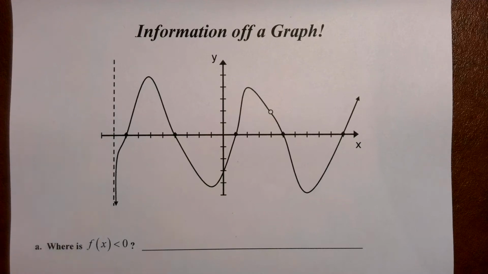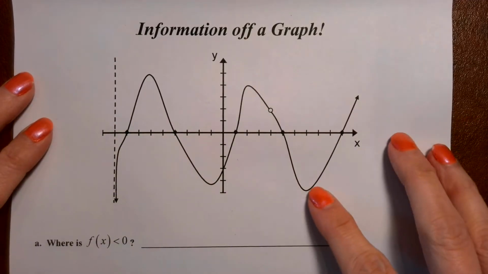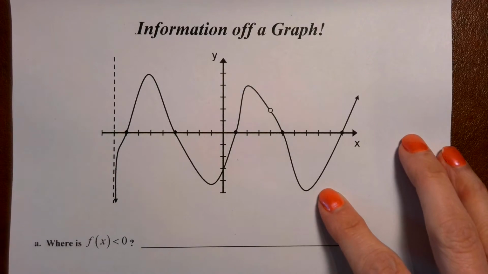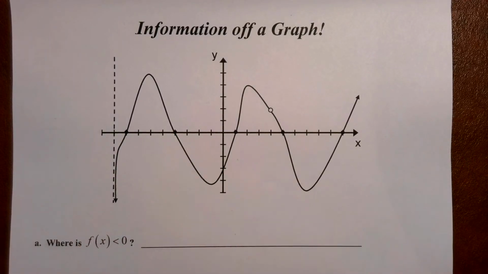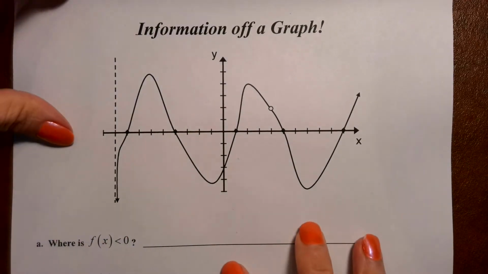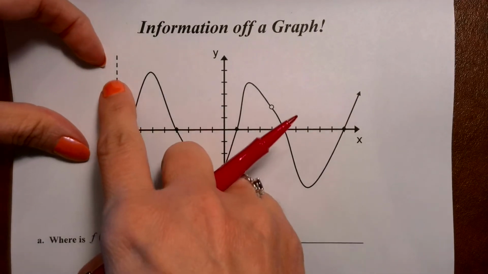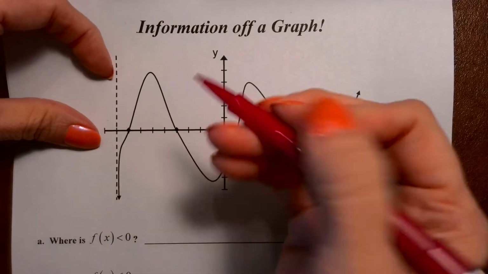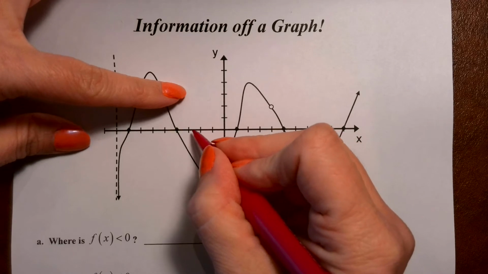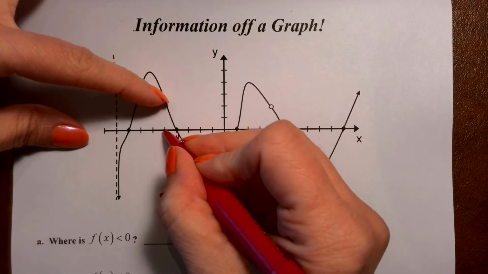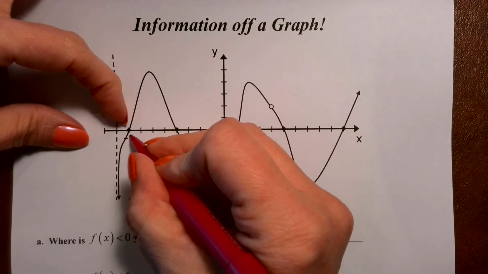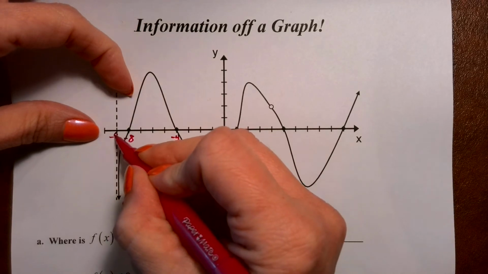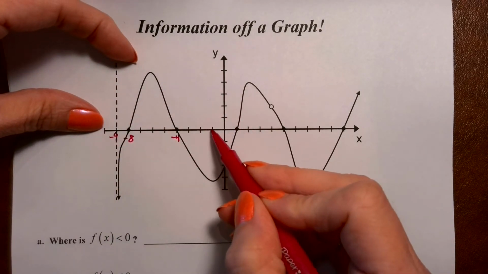Okay, pre-calculus, let's go over information off of a graph. When you look at a graph, the first thing you should do is spend some time noticing things. I see that there's an asymptote right here. Let's put some numbers on: -1, 2, 3, -4, 5, 6, 7, -8. So this is going to be an asymptote at x equals -9.